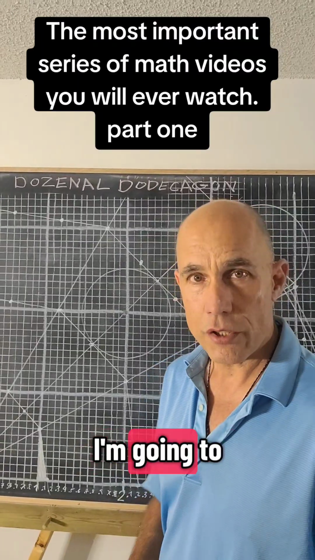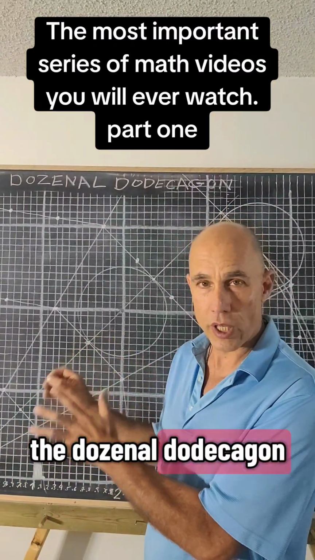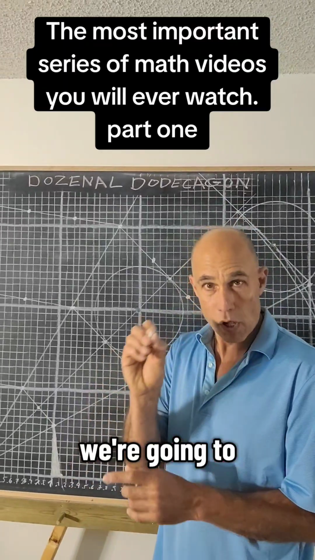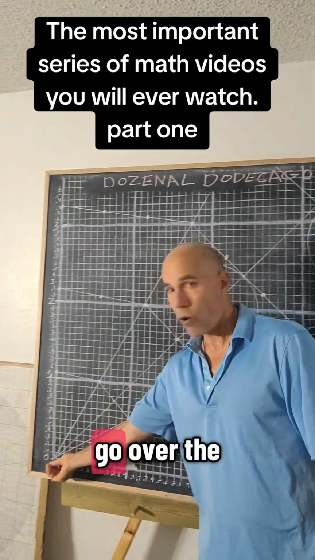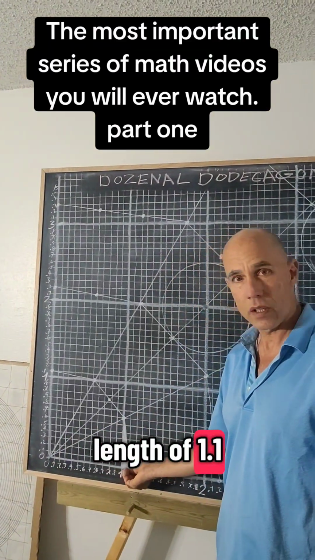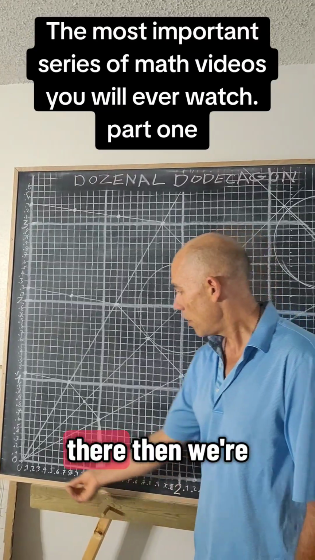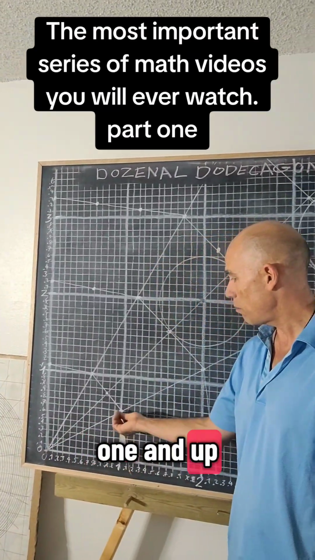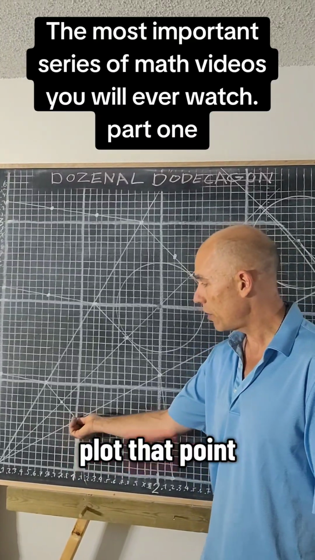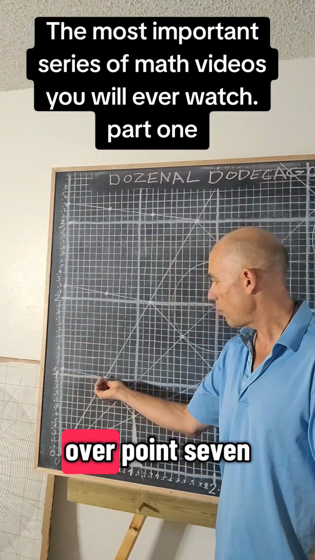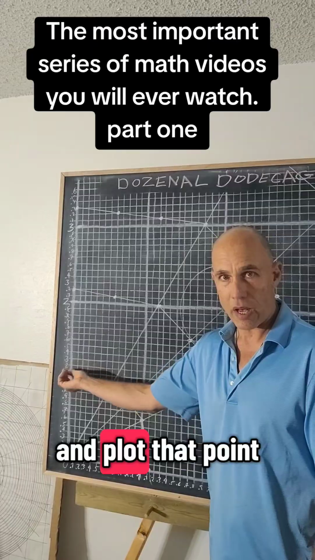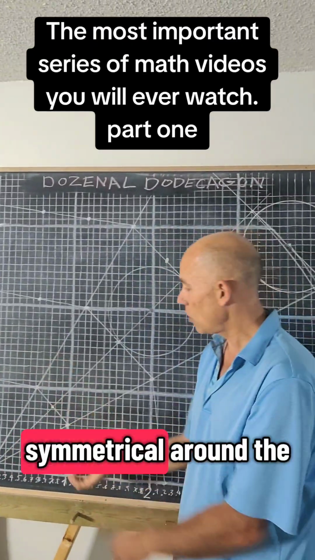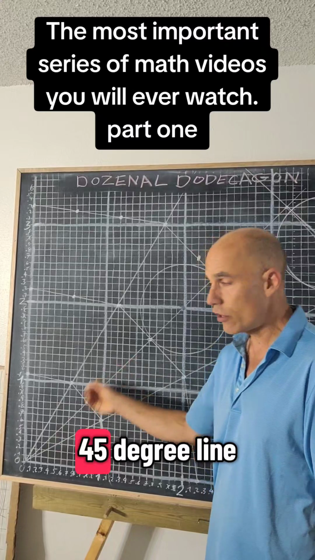All right, so now I'm going to introduce you to the Dozenal dodecagon. We're going to plot certain points on the base 12 Cartesian plane. We're going to go over the length of 1.1, put a point there. Then we're going to go over the length of 1 and up 0.7, plot that point there, up 1 over 0.7, plot that point, and then 1.1 and plot that point. So you can see it's very symmetrical around the 45-degree line.